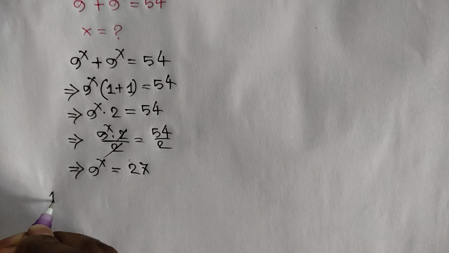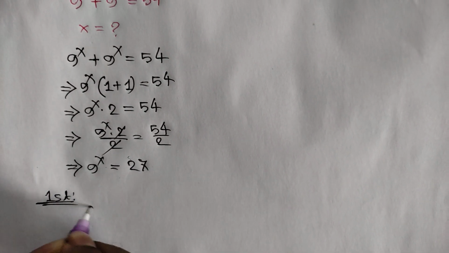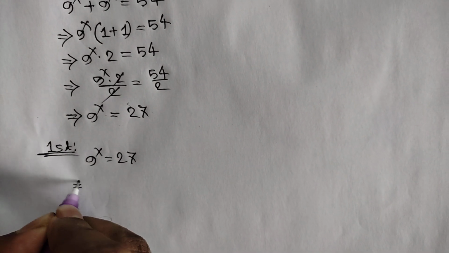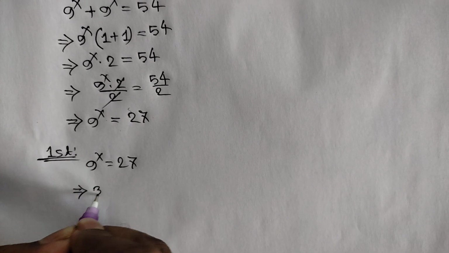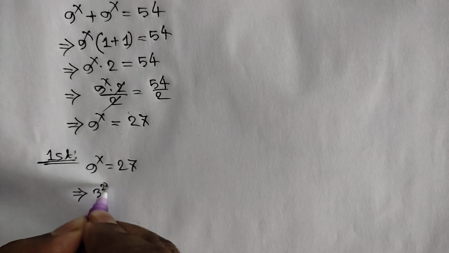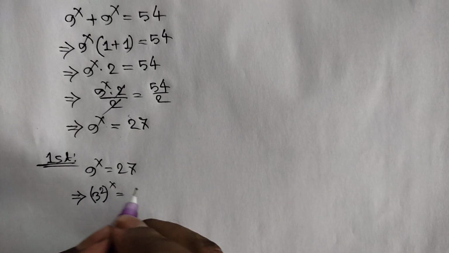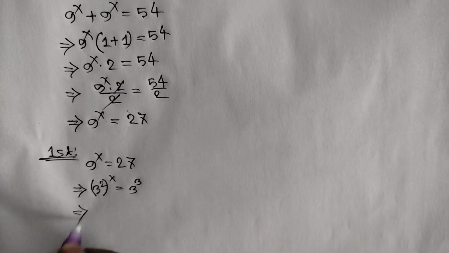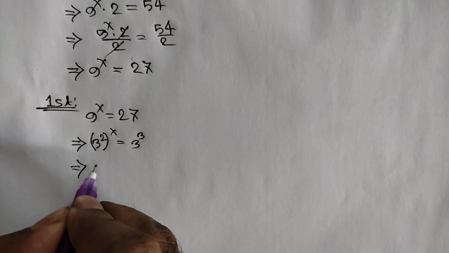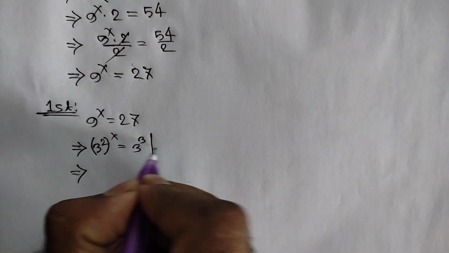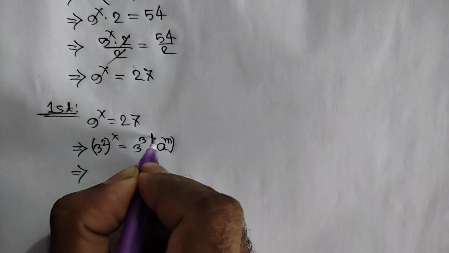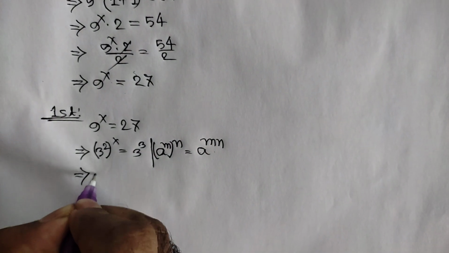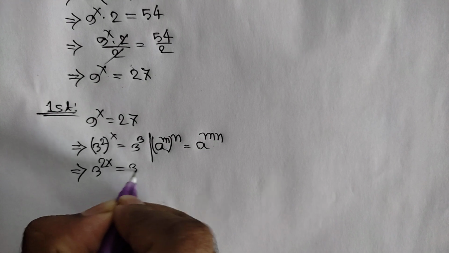So first method, here 9 to the power x is equal to 27, or 9 can be written as 3 square, because 3 square is the same as 9, whole to the power x, and 27 can be written as 3 cube, because 3 cube is the same as 27. Here we can apply this exponents rule, a to the power m whole power n is equal to a to the power mn. Apply this rule here, we can write 3 to the power 2x is equal to 3 cube.